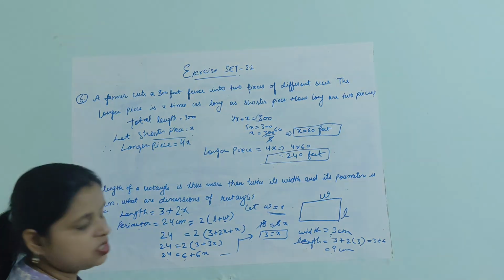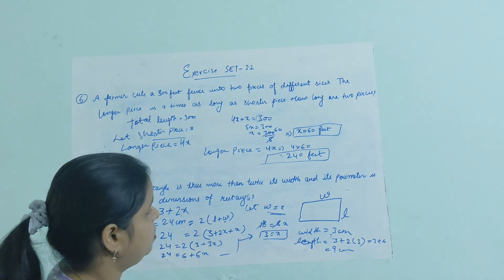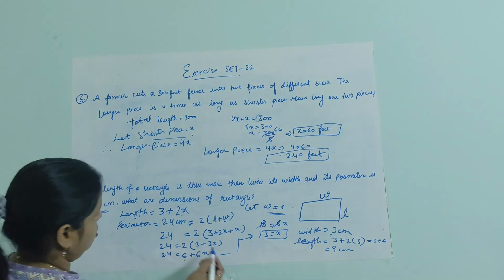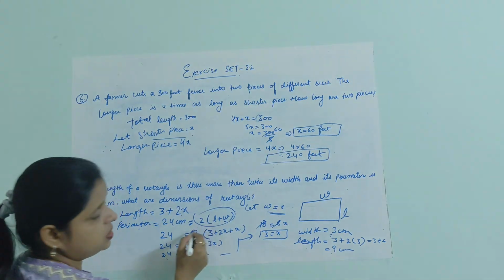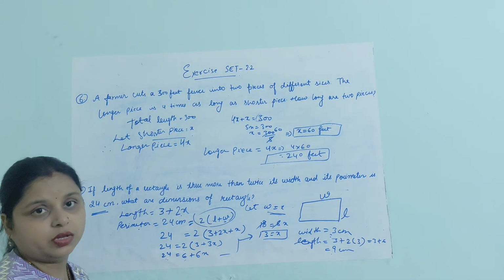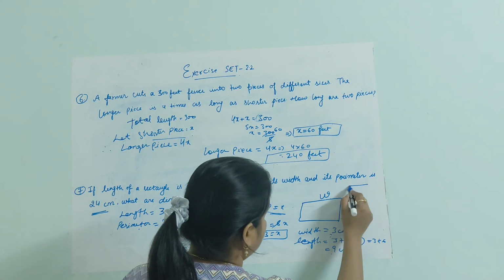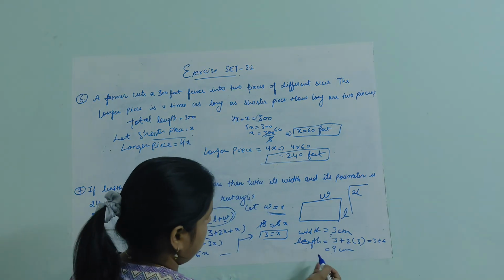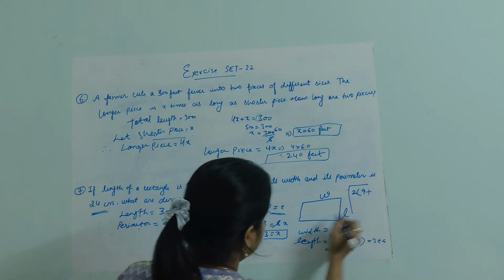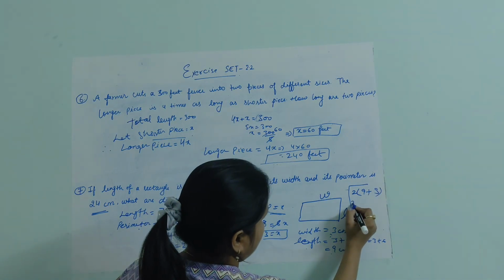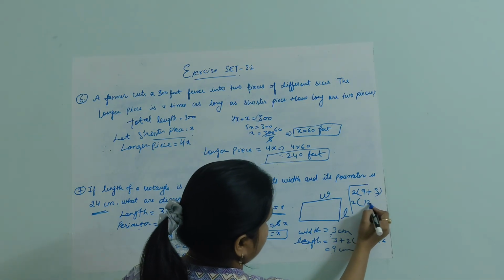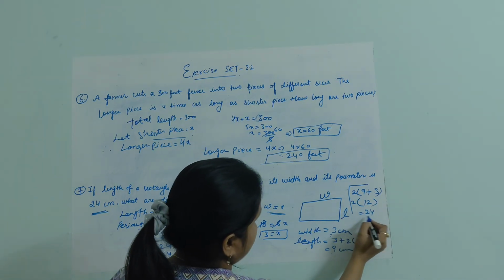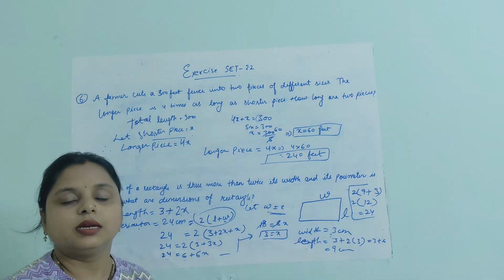Now we can check whether the answer is correct or not. Put all the values in this. You have to do this in rough, just to verify your answer. So 2 into L plus W. L is 9 and W is 3. 9 plus 3, 12. And 12 times 2 is 24. That means our answer is correct.